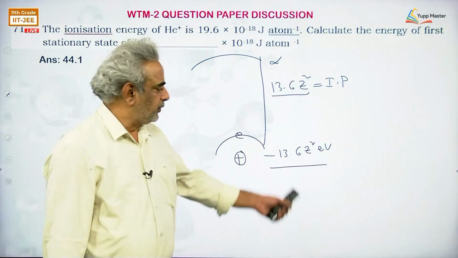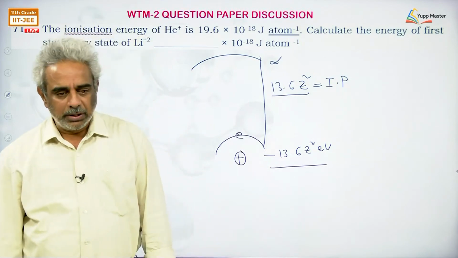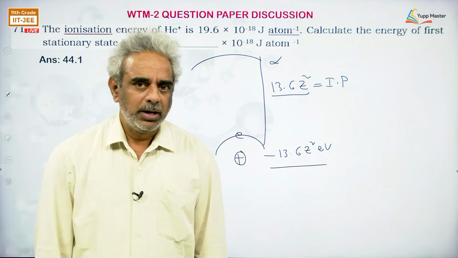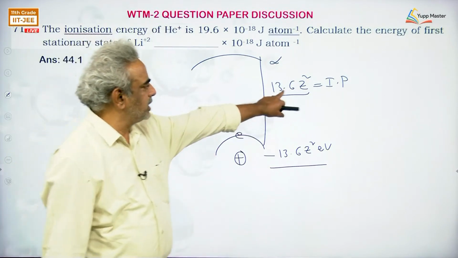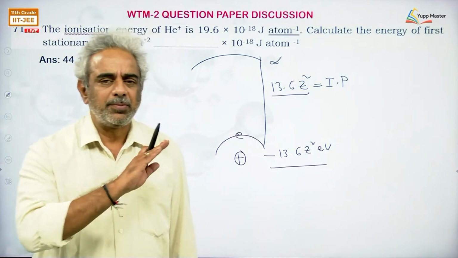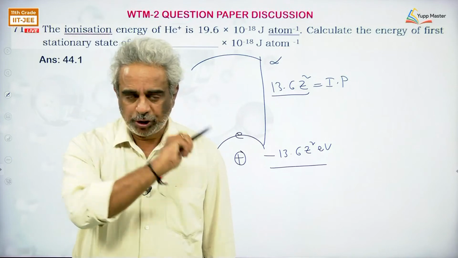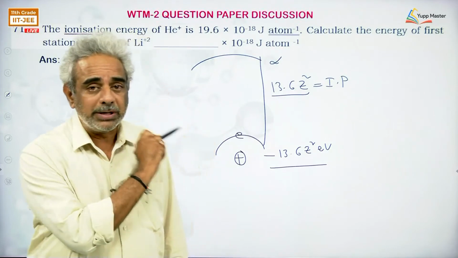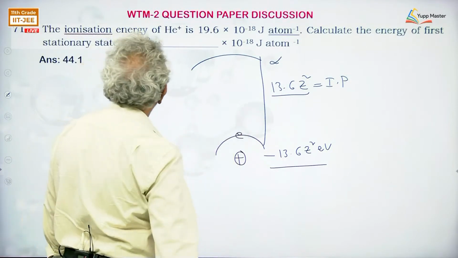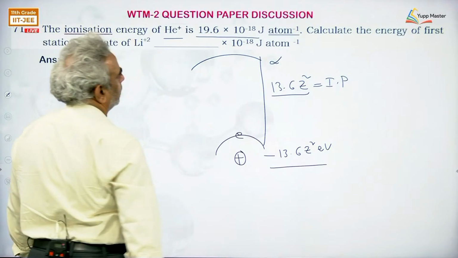Obviously, shifting an electron from the first orbit to infinite orbit, whatever energy is required is the ionization potential. So, the ionization potential of any single-electron species is given by 13.6 Z² electron volts. Be careful, keep this in mind. And the ionization energy of helium plus, He⁺, gave this much.